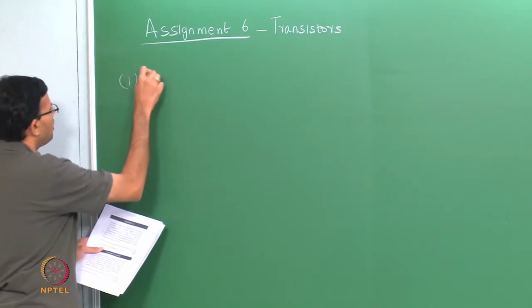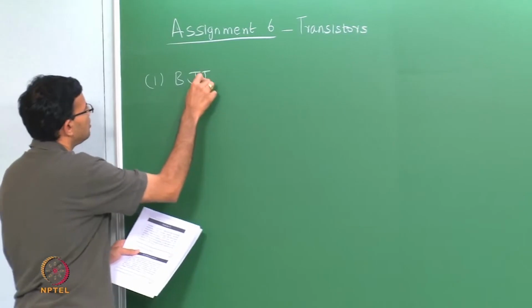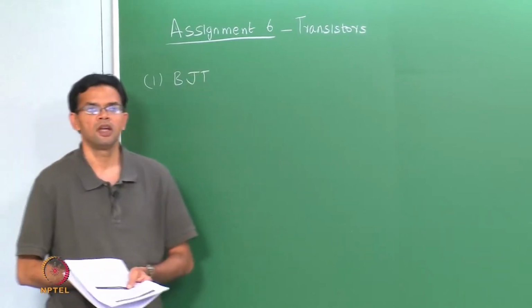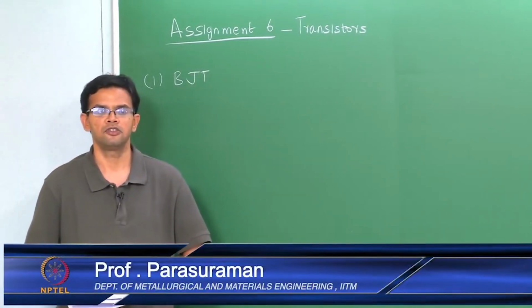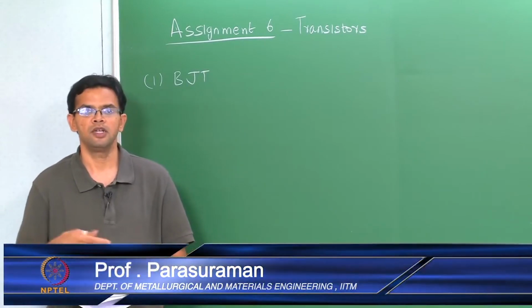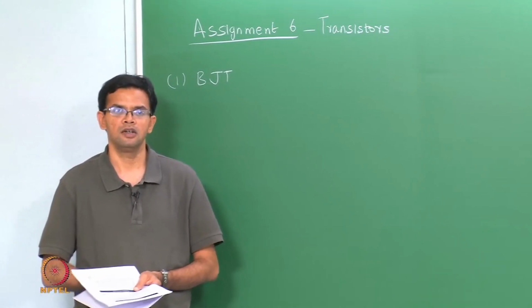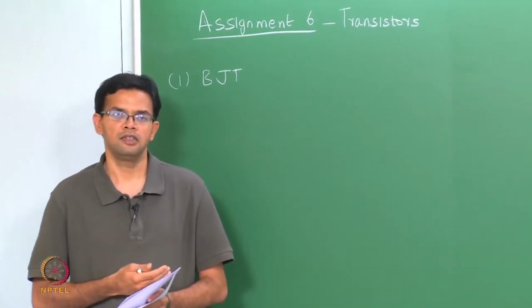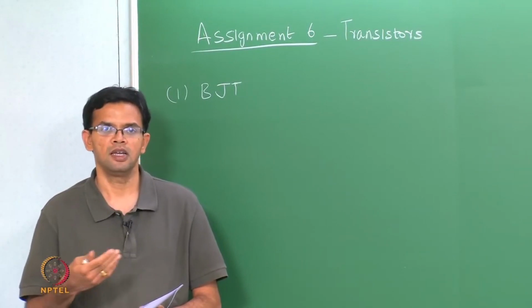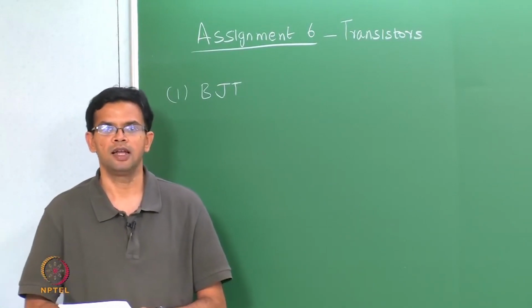One was the bipolar junction transistor or BJT. This is essentially a current control device. It had an emitter, base and a collector, and transistor action occurred when the minority carriers were injected through the base and then they moved on to the collector.